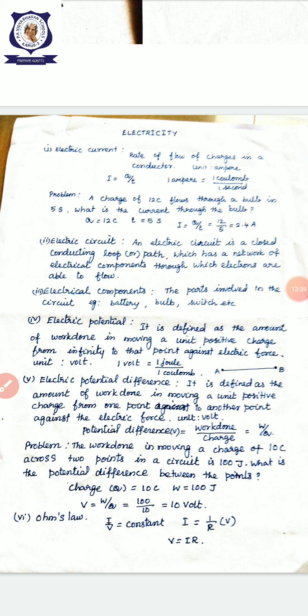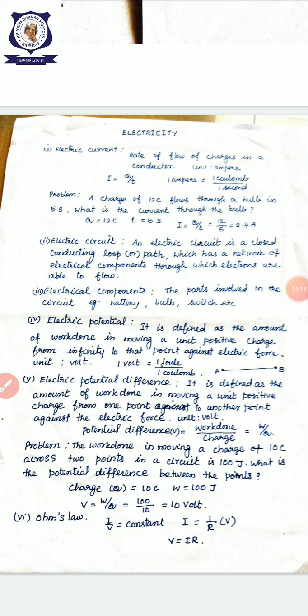Just like for the flow of charge, we also need potential. From one point to another point, against the electric force, we are shifting the charges from a lower level to a higher level. That is called electric potential. If the levels are the same, the charge cannot flow. So there should be a potential difference also. These are the two important components: electric potential and electric potential difference.